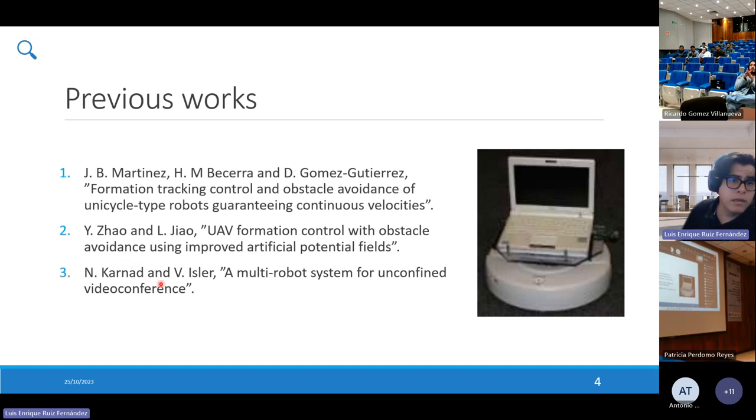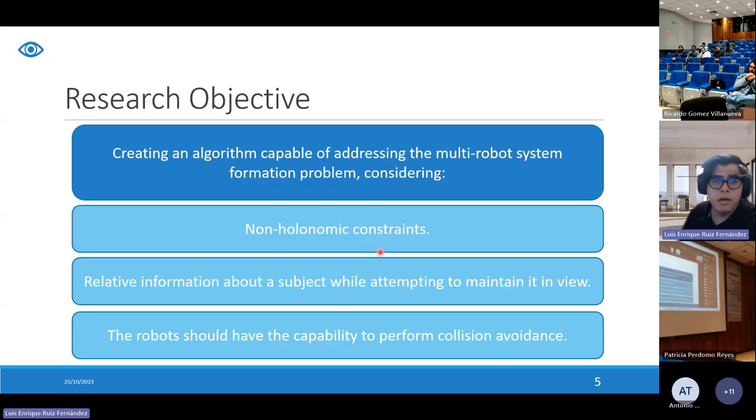Finally, in the third one, by Carnot and Isler, we have a more specific work. They are trying to follow a user, a person in a closed room, using differential drive robots with a mounted camera. The camera can move, and the image in the slide is a prototype that they are using. By an optimization algorithm, they try to keep the user in the field of view of the camera most of the time while the robots keep a formation. This is very similar to what we want to achieve.